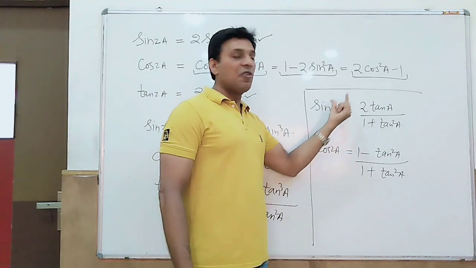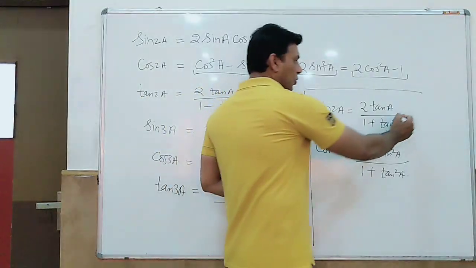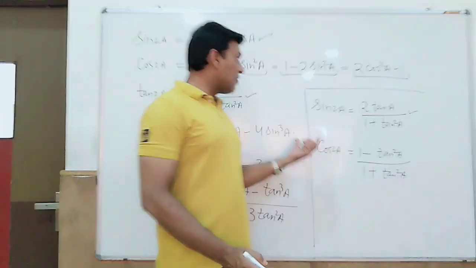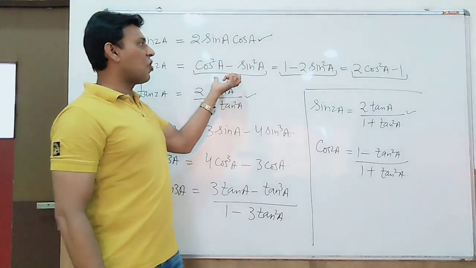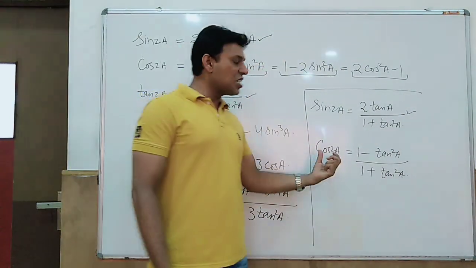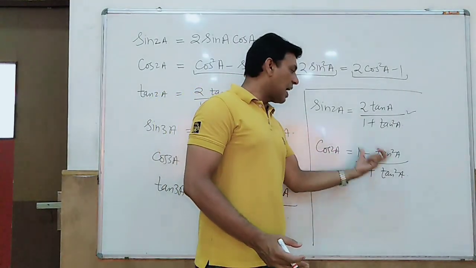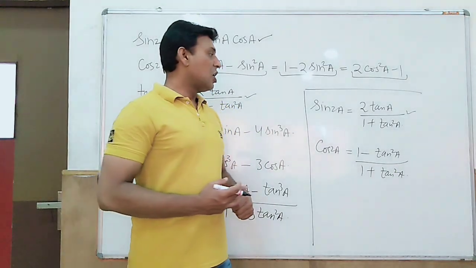But this is the formula for sin 2a, which is in terms of tan. So sin 2a is equal to 2 tan a upon 1 plus tan square a. Similarly, the formulas of cos 2a are in terms of cos and sin, but this is the special formula of cos 2a, which is in terms of tan: 1 minus tan square a upon 1 plus tan square a.